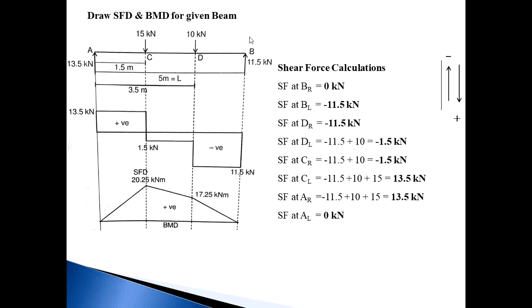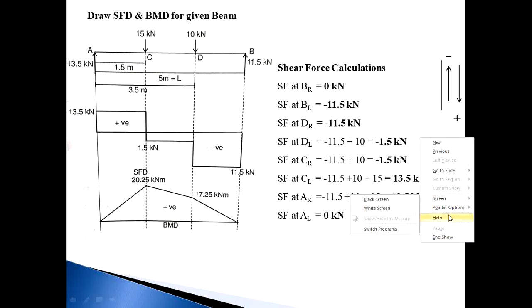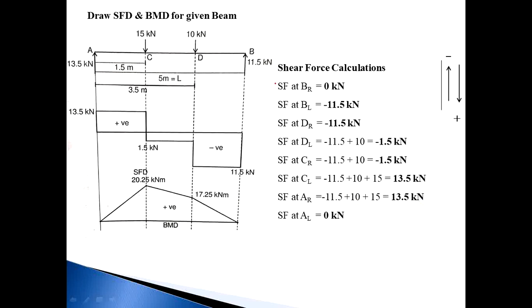So for every point we want to calculate two values, that is B right and B left, D right, D left, C right, C left, A right, A left. So starting from the right side point, the first point is B, and that is BR. So assume this section, mark a section. Now the number of forces on the right side of this section is 0. So the shear force at BR is equal to 0.